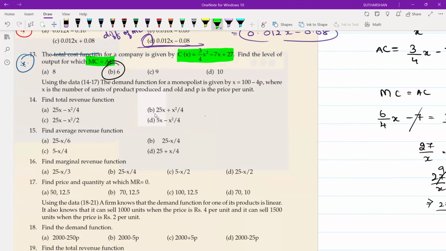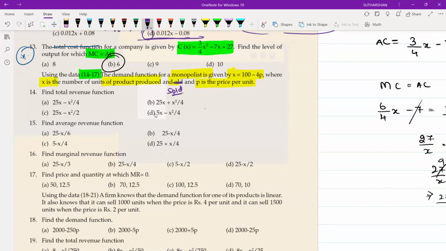Using the data for questions 14 to 17, the demand function for the monopolistic is given by x = 100 - 4p, where x is the number of units of product produced and sold, and p is the price per unit. Find the total revenue. X is the number of units produced and sold. It is not old, it is sold. There are so many mistakes over there.